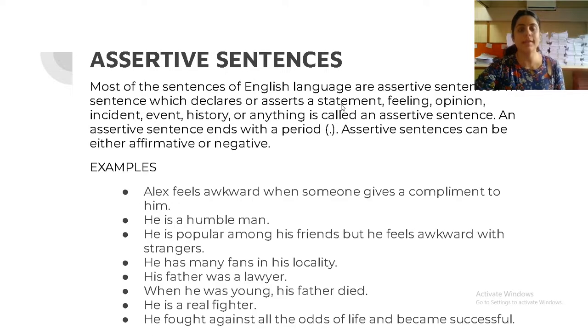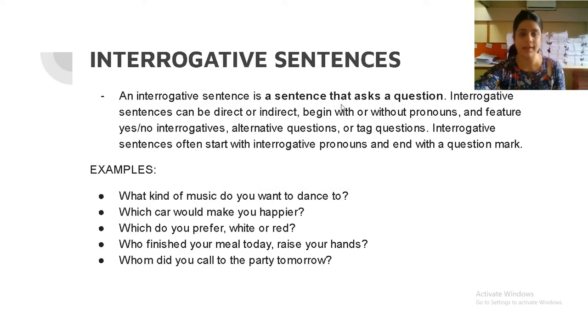Okay? So the next is interrogative sentences. An interrogative sentence is a sentence that asks a question. Interrogative sentences can be direct or indirect, begin with or without pronouns, and feature yes, no interrogatives, alternative questions or tag questions. Interrogative sentences often start with interrogative pronouns and end with a question mark.